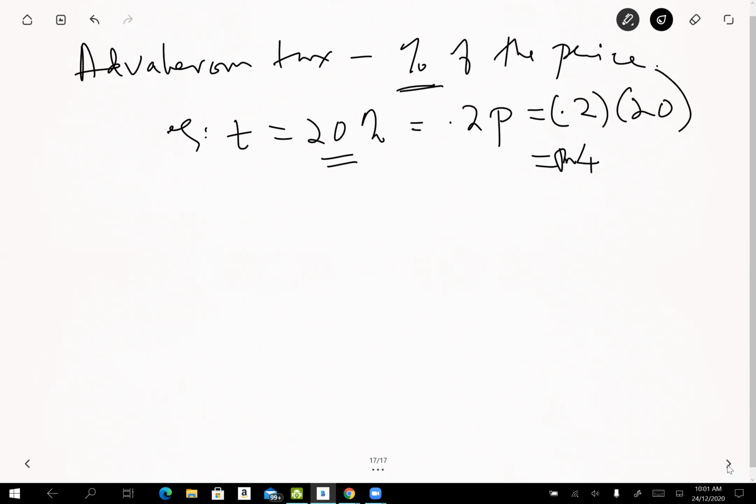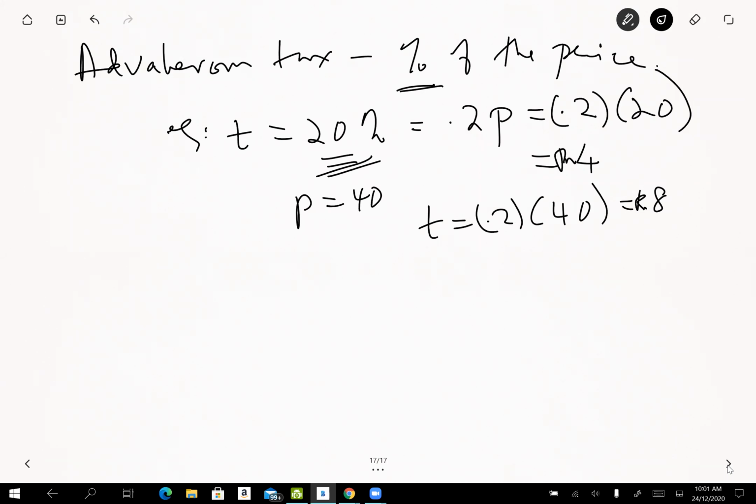Okay, so that is in terms of percentage, and that will depend on the price, of course. If the price is equal to 40, then what is the tax? The tax will become 0.2 times 40, which is 8 ringgit. So in terms of percentage, the advantage is that it will increase according to the price. The higher the price of the good, the more tax you collect.